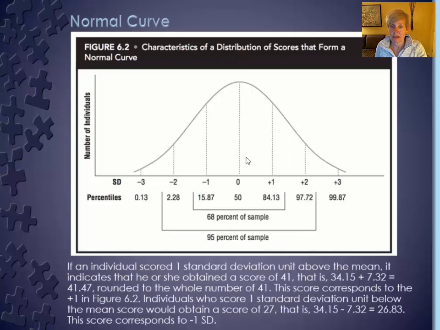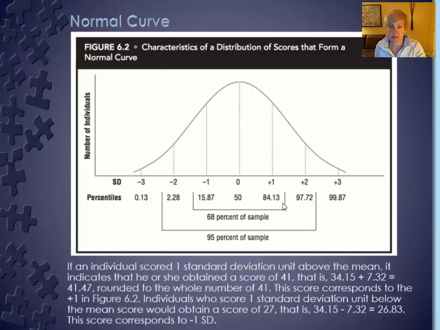And so if a person is one standard deviation above the mean, it's simply taking the mean plus the standard deviation, and that gives you their score, rounded to the whole number, of 41. So somebody who is one standard deviation above on that particular distribution of scores that they gave you has a score of 41.47.